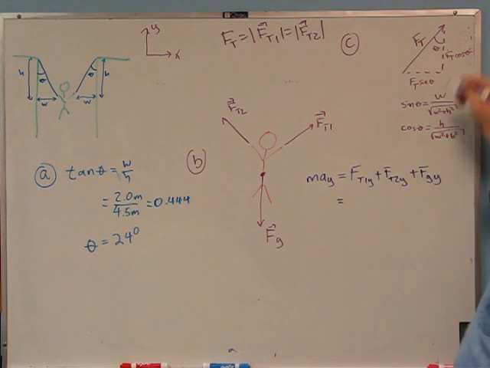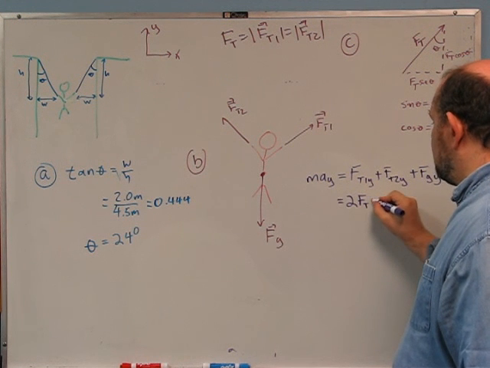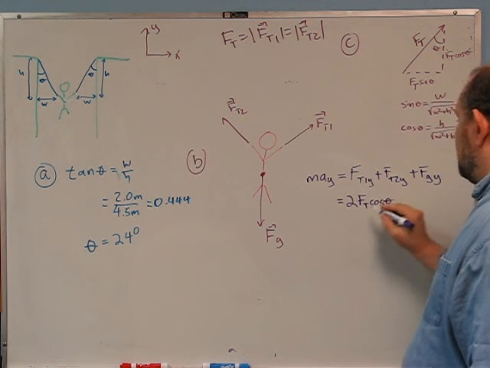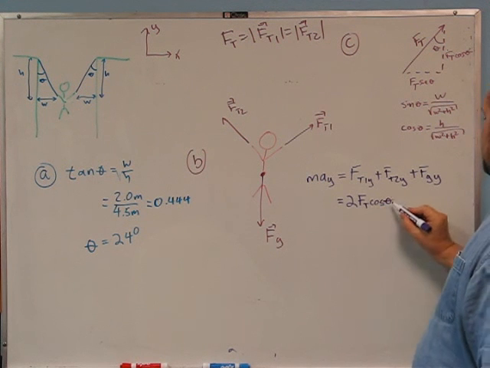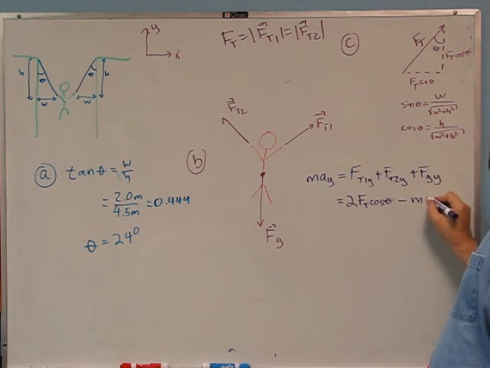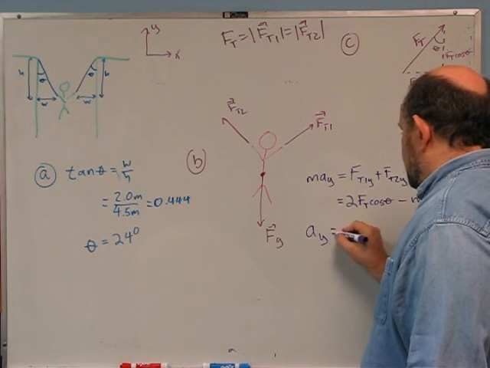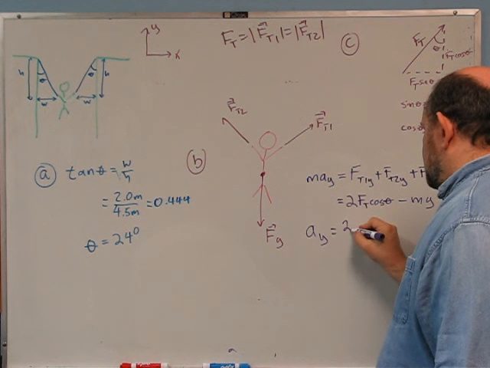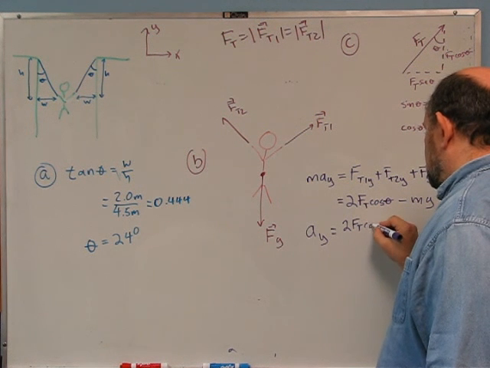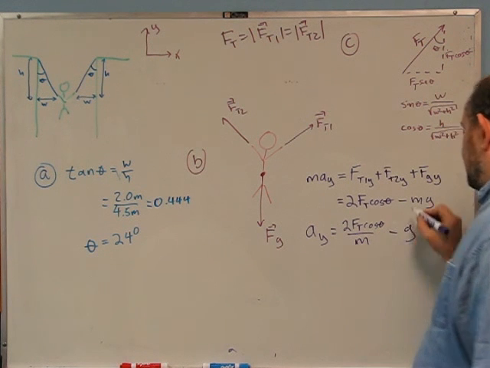And we know that FT1y is FT cosine theta. In fact, I'm going to put in 2 FT cosine theta, because FT1y and FT2y are both FT cosine theta, so we have two of them, minus mg. Ay is what we're after, so I'm going to divide both sides by m. We get 2 FT cosine theta over m minus g.